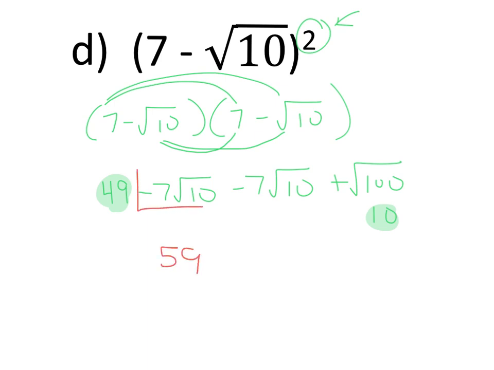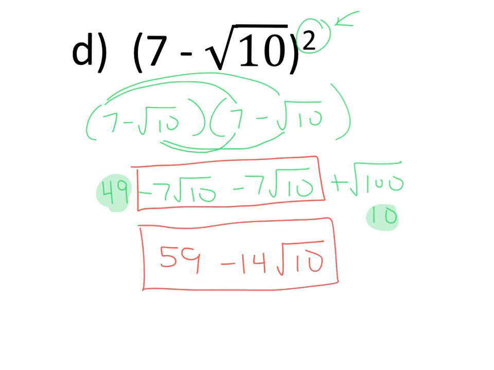59. And now I'm going to go ahead and put my square roots of 10 together. So negative 7 and negative 7 is negative 14 root 10. And that's going to be my answer.